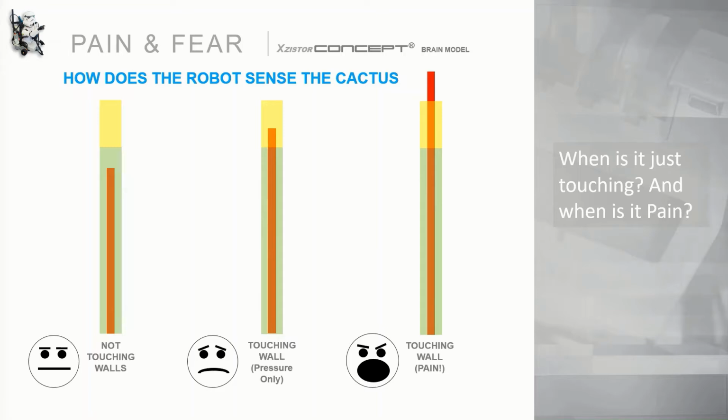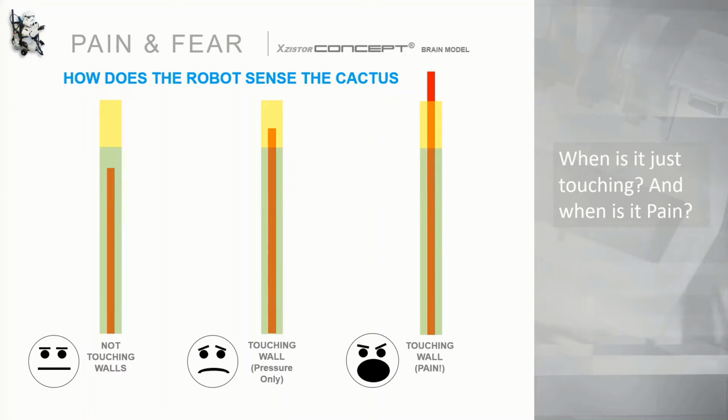When he's touching a wall or feeling some pressure, the red bar inside will move into the yellow area of the antenna. And when he feels pain, the red bar will actually protrude out on top of the antenna. And this helps us to discern the distance that the robot is from his side walls or the cactus, which is not always that easy to see on the simulation.